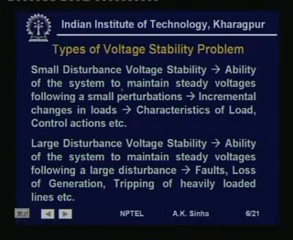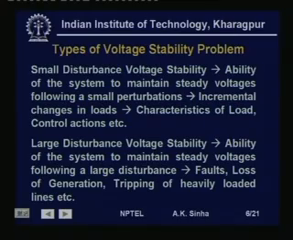So, we say that small disturbance voltage stability is the ability of the system to maintain steady voltages following small perturbations, that is, following small changes in the system or small disturbances. Whatever they create, the system after that becomes stable, that is, the voltages in the system get maintained at the normal value. These small signals basically come in terms of small changes in load.